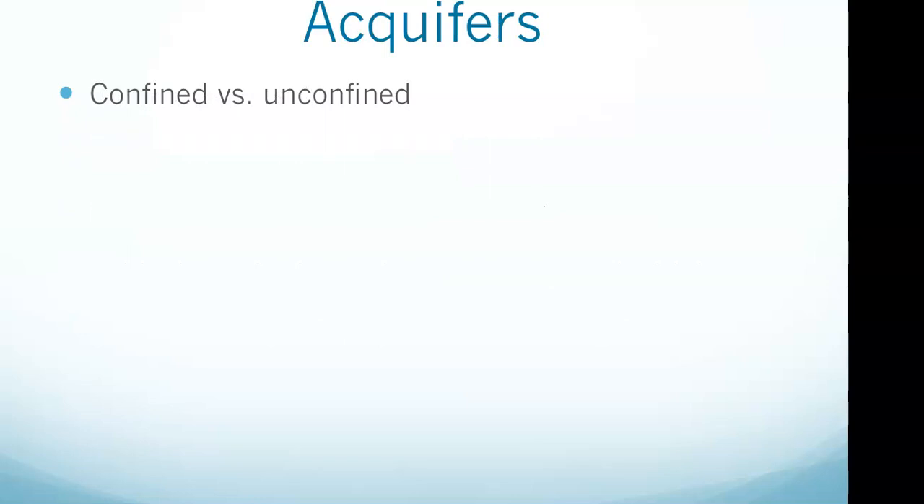Aquifers, so we need to be familiar with confined versus unconfined, as well as just what it is. An aquifer is an underground water supply. There are generally two kinds, confined and unconfined. An unconfined aquifer, also called a water table aquifer, is an aquifer which has the water table as its upper boundary. Unconfined aquifers occur near the ground surface.